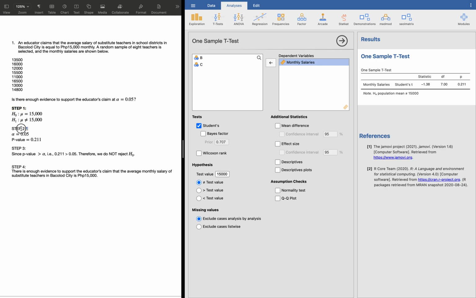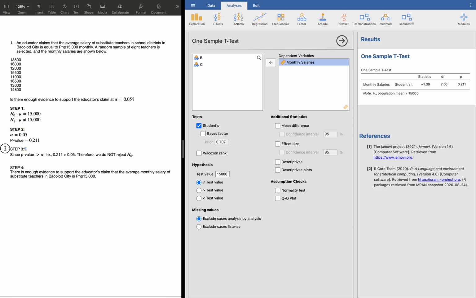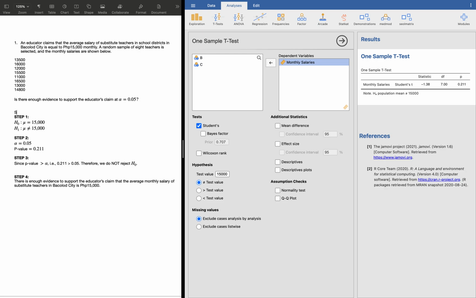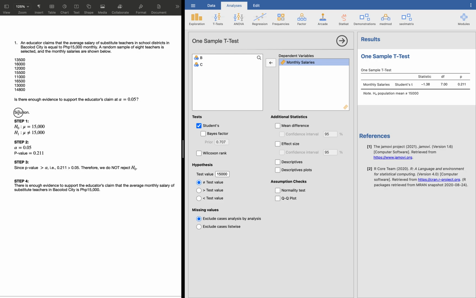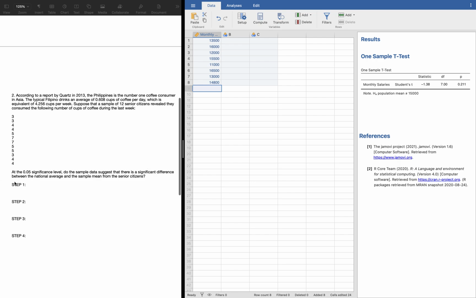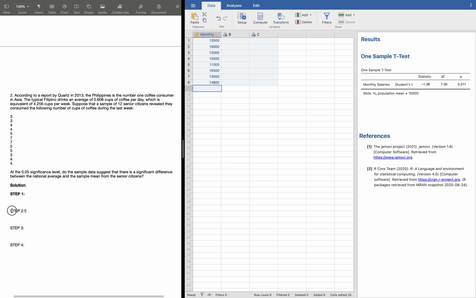May I highlight this so that we won't get lost along the way. So this is our solution. Okay, so that's it for number one. We can go back to data and work on it again. Then we'll continue with number two. Let me fix this again, put the solution here, and bold these parts to highlight.